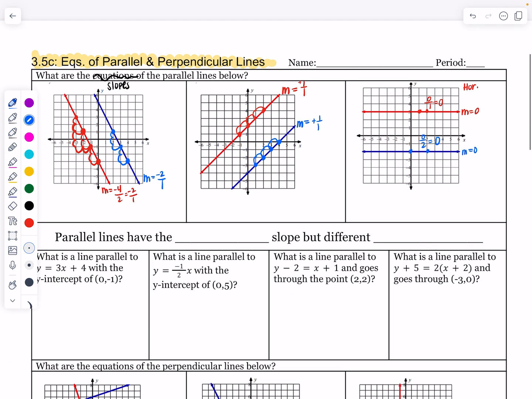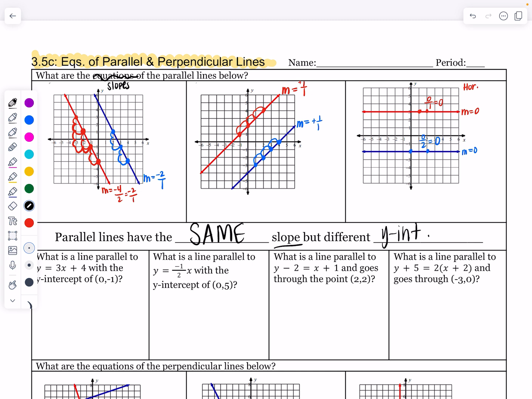So what are we going to learn and discover in class? We're going to learn that parallel lines have the same slope, but they're going to have different y-intercepts, or x-intercepts. They're going to be different lines unless they're coinciding, which means they're perfectly on top of each other. So all of these are two different lines with different y-intercepts or x-intercepts.